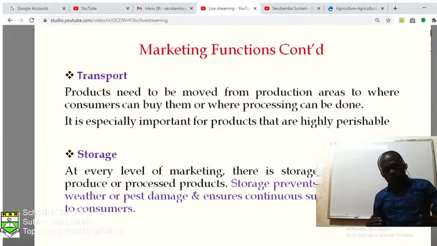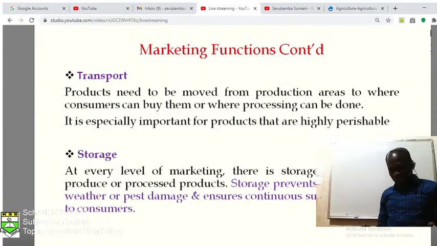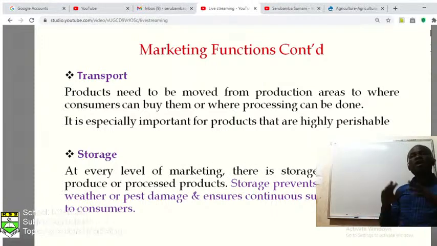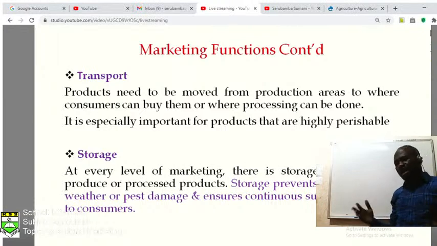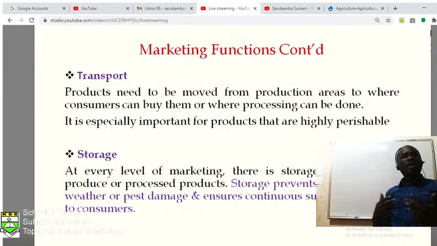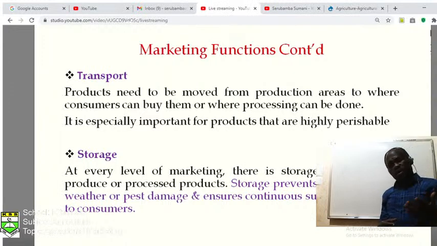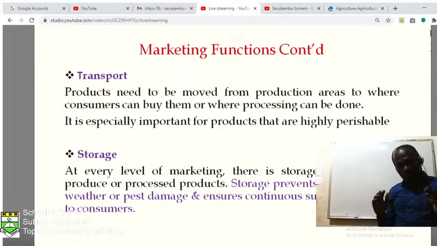Now, as you are moving products from the farm, maybe down there in Gulu, by the time it reaches Kampala here, it would have been stored in some way at least. Okay? So storage is very important because it helps to prevent wastage, okay, or damage of the products. There's no way you're going to be marketing a product and you don't keep it in a safe place, you don't store it well. What is going to happen is that it may be attacked by pests, or it can be damaged because of poor weather.